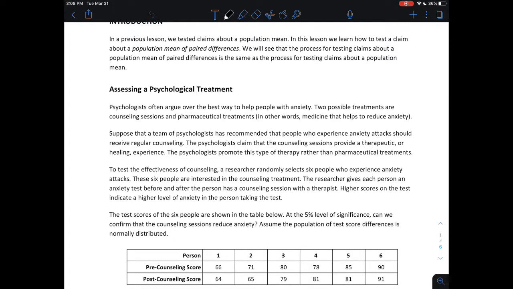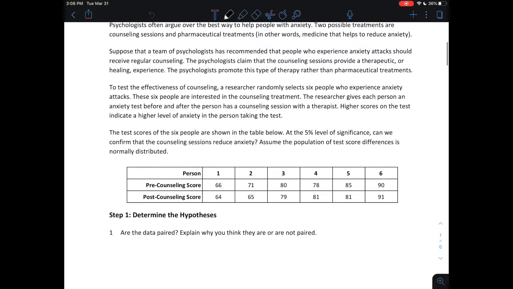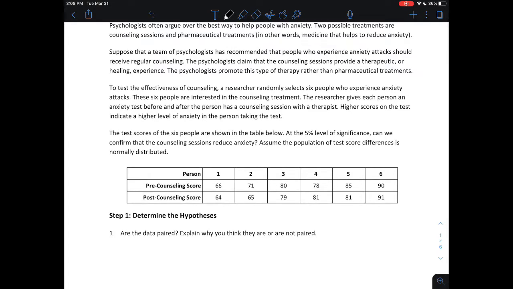To test the effectiveness of counseling, a researcher randomly selects 6 people who experience anxiety attacks. These 6 people are interested in the counseling treatment. The researcher gives each person an anxiety test before and after the person has a counseling session with a therapist. Higher scores on the test indicate a higher level of anxiety in the person taking the test. The test scores of the 6 people are shown in the table below. At the 5% level of significance, can we confirm that the counseling sessions reduce anxiety? Assume the population of test score differences is normally distributed.